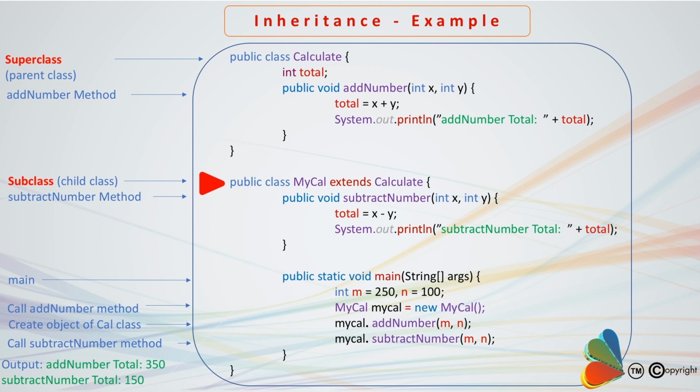Under class mycal, we have the subtract number method. Subtract number method has two parameters. This method subtracts two numbers. Under the main method, assign the value of variable m to 250 and n to 100. Create an object of mycal class called mycal. Call the add number method and pass two parameters. Then call the subtract number method and pass two parameters.